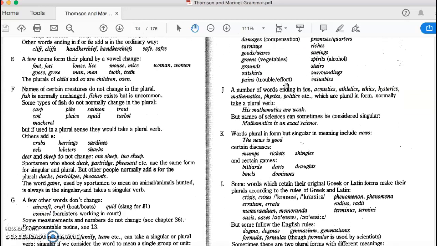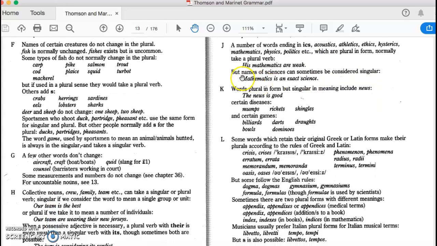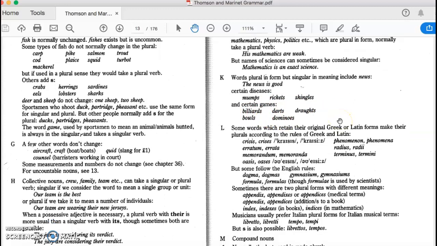A number of words that end in ICS are plural in form and take a plural verb normally. For example, his mathematics are weak. I know it sounds weird to you, but that's the rule. However, names of sciences can sometimes be considered singular. Mathematics is an exact science. Other words that seem to have a plural form but take a singular verb include news. You say the news is good. Mumps, shingles, and certain games such as billiards or dominoes or draughts.